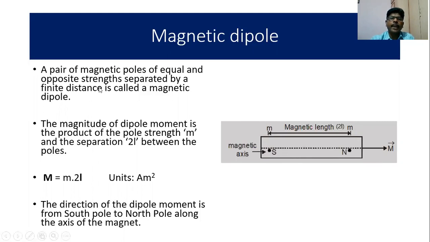Now, a pair of magnetic poles of equal and opposite strength separated by a finite distance is called a magnetic dipole. The magnitude of dipole moment is the product of pole strength m and the separation 2L between the poles. So capital M is equal to small m into 2L, measured in ampere meter square. The direction of dipole moment is from south pole to north pole along the axis of the magnet. So this is the axis of the magnet and the direction is from south pole to north pole.